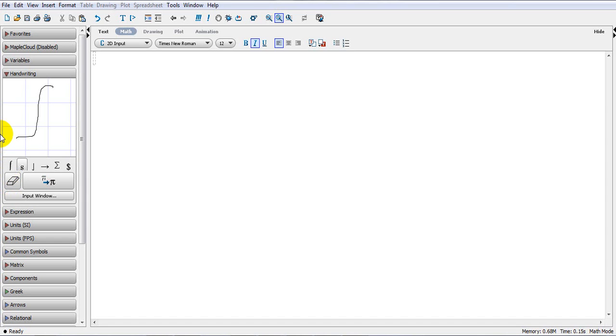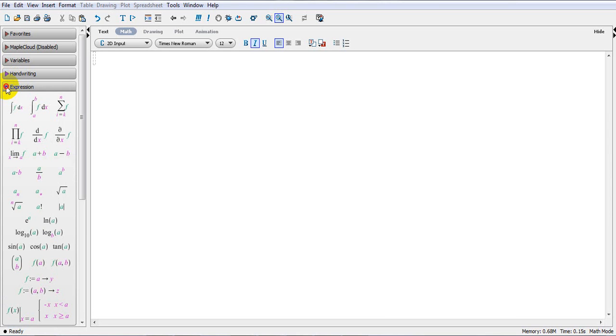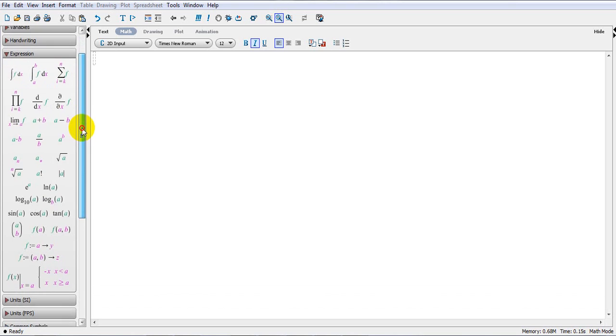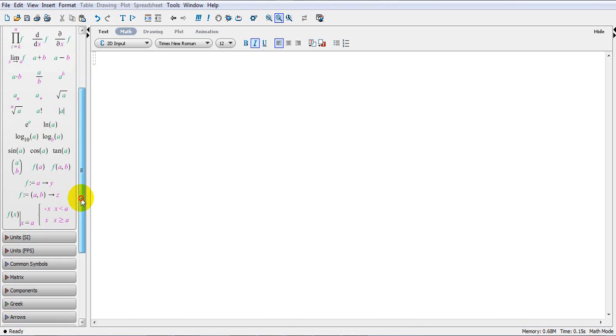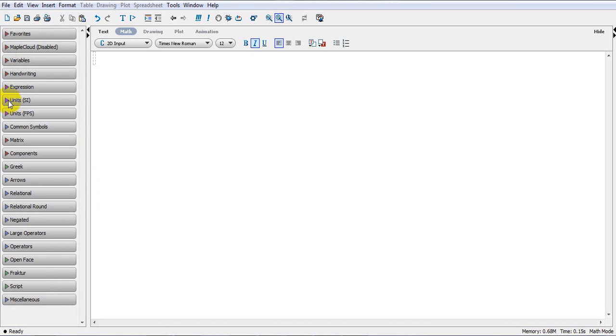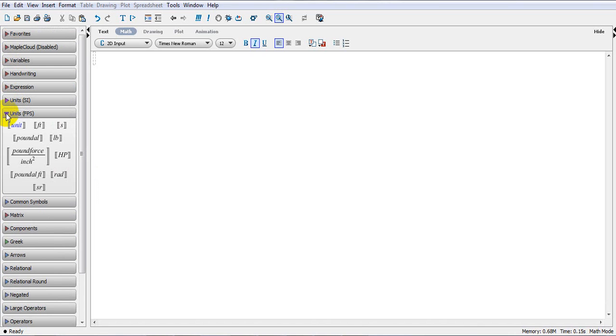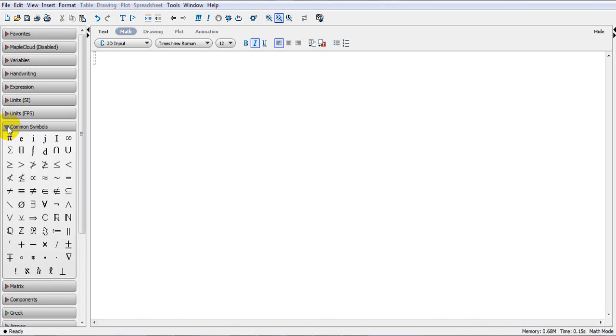Although Maple has a library of hundreds of symbols, mostly you won't need to actually use this function except in a very occasional case. Now, the most important one is the expression. You have several expressions here, you know, integration, definite, indefinite, and you have derivative and several other functions here. So this comes very, very handy. Then the next one: there are two buttons, one for units in the SI international system, and the other one is for foot pound second. You have common symbols here, as you can see. There are several common symbols that you can use here.